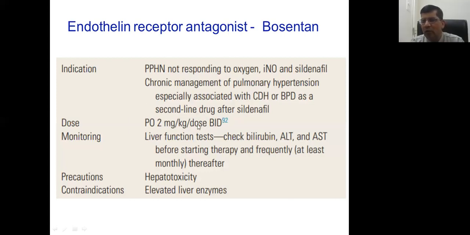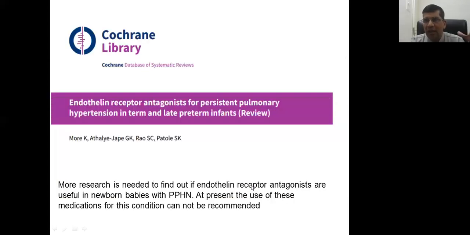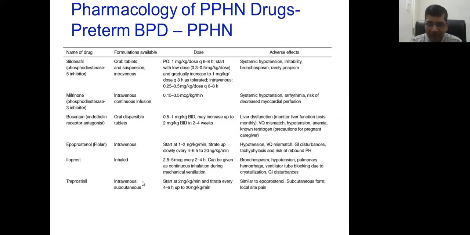You can use 1 to 2 milligram per kg per dose, 12 hourly, but be careful about hepatotoxicity and monitor those enzymes. That is about bosentan. And Cochrane about bosentan, yes, we need more studies, but definitely that is where it is required. This is about preterm BPD pulmonary hypertension, but I told you I am going to take another class on it, and we will update you about that session.